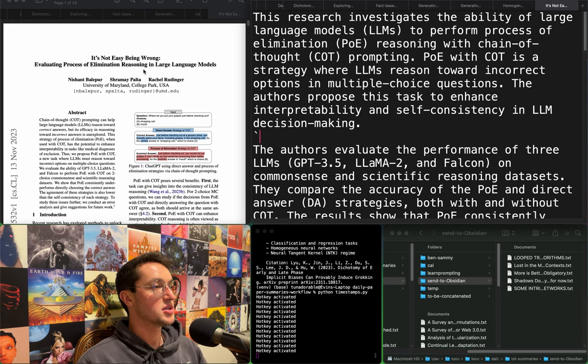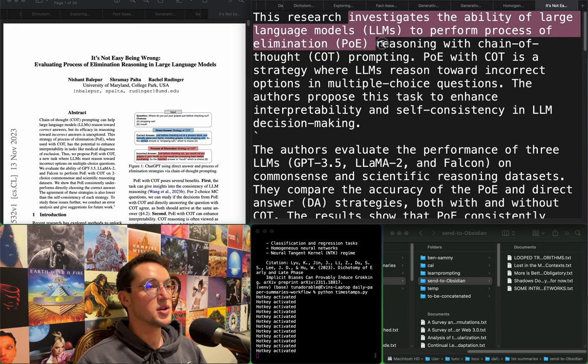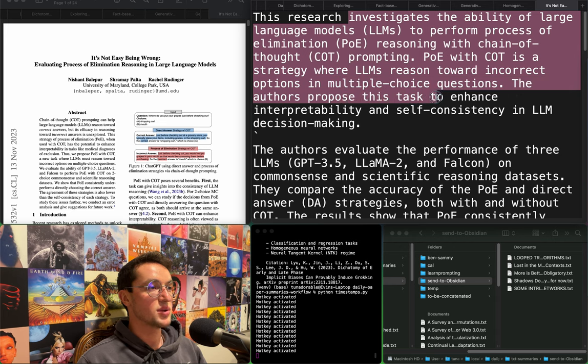Evaluating process of elimination reasoning in large language models. Investigates the ability of large language models to perform process of elimination reasoning and chain of thought prompting. POE with COT is a strategy where LLMs reason towards incorrect options in multiple choice questions. They propose this task to enhance interpretability and self-consistency in LLM decision making. I don't care.